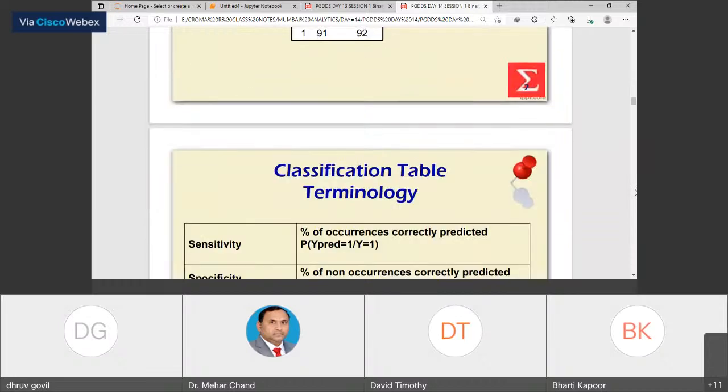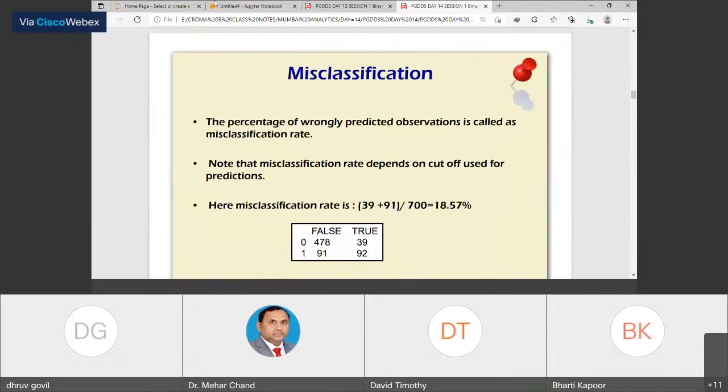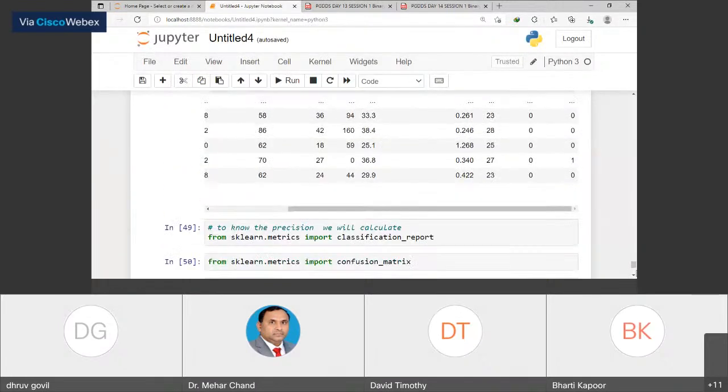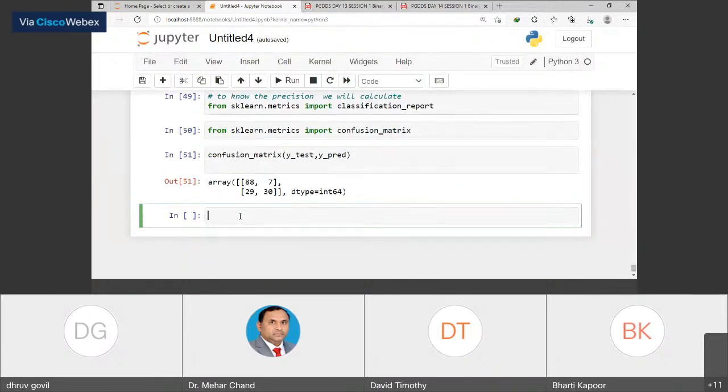So this is the accuracy we will get. Now you can calculate very easily from this part how we can get the accuracy over here. We can also calculate it manually. I will show you.